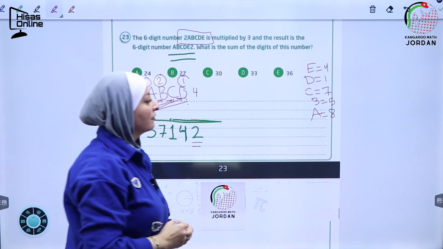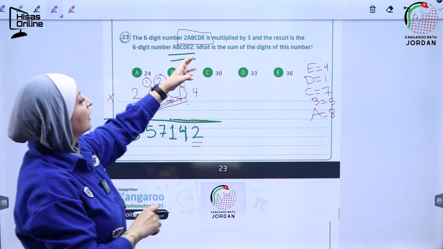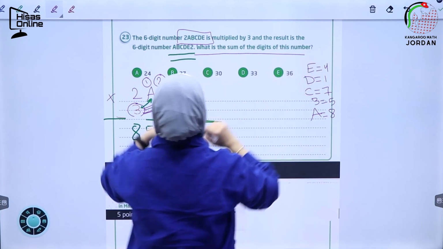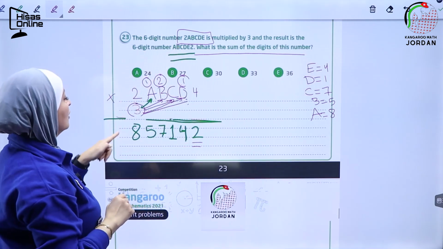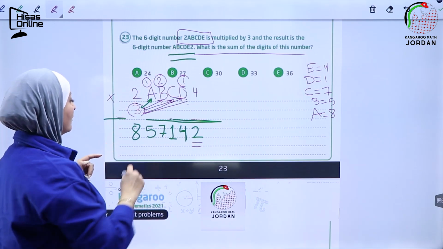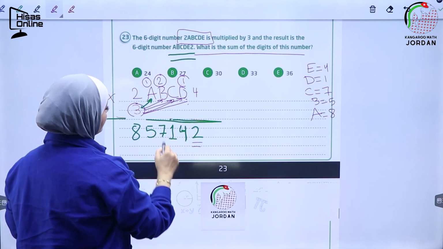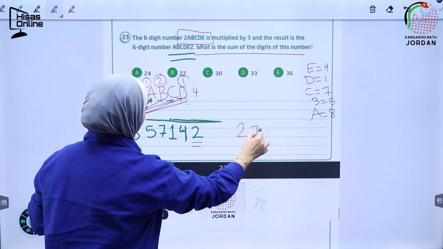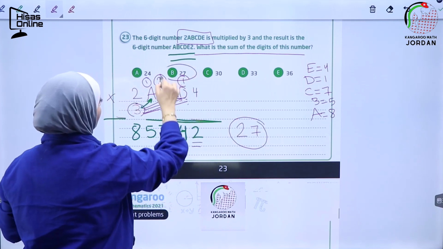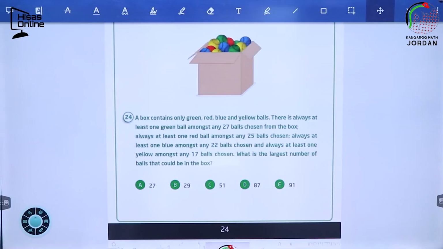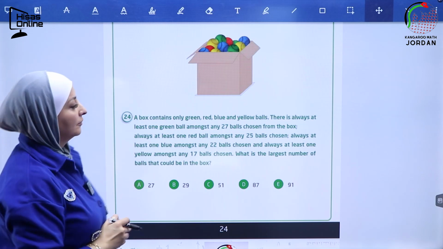Okay, I'm not done yet because they asked me to find the sum of the digits of this number, which is the last number. So I will add everything up. We will see that this is 10 and this is 20 and 7. It is 27. So it's B.